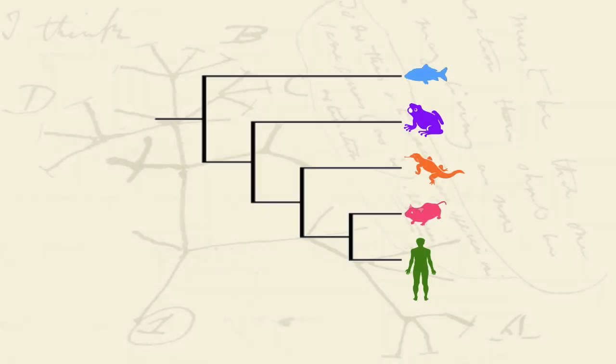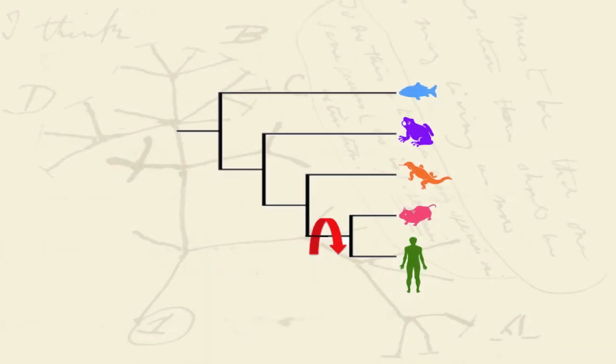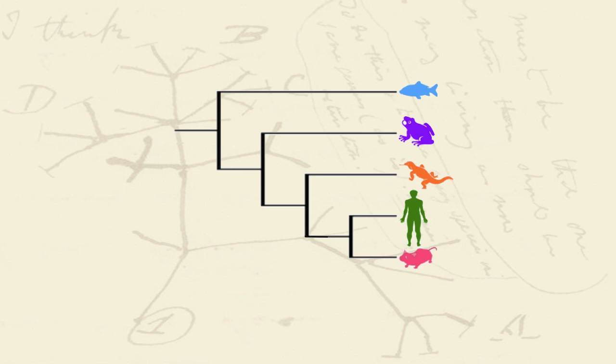An important implication of nodes is that the branches leading away from them can be rotated without changing the relationships depicted by the tree. As shown here by rotating around the node and putting humans above mice, none of the relationships change on the tree.